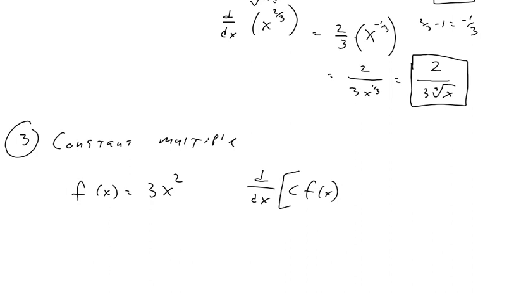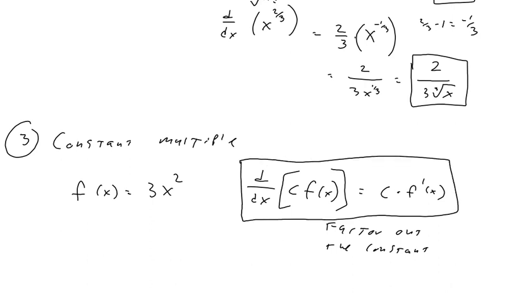If I have a constant, some number c, right? That's like the 3 here, times some function f of x. Here's my x part, right? The 3 in front. I can basically factor out the 3. It becomes c times f prime of x. I just factor out the c. Factor out the constant. So the constant multiple rule is if you have a number in front, you just kind of put it in front.